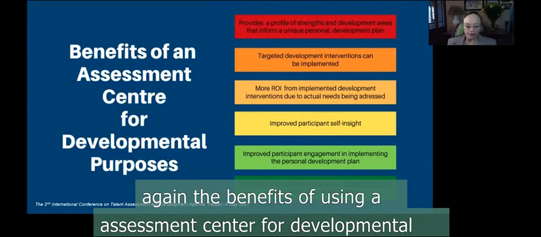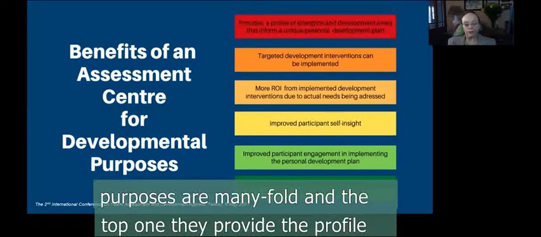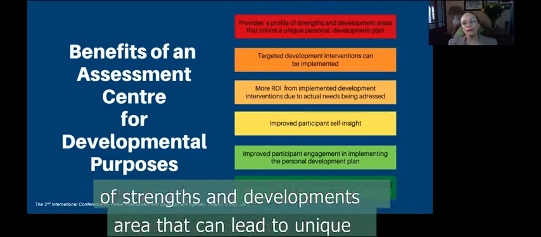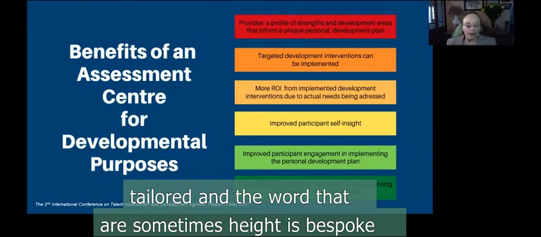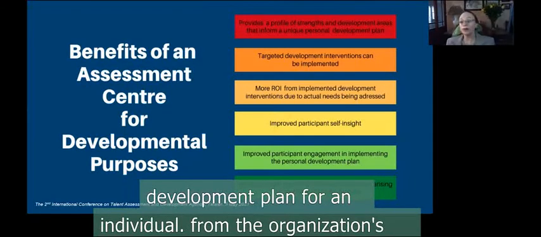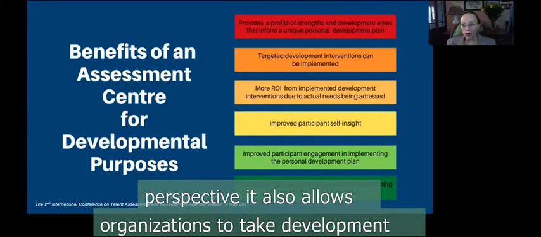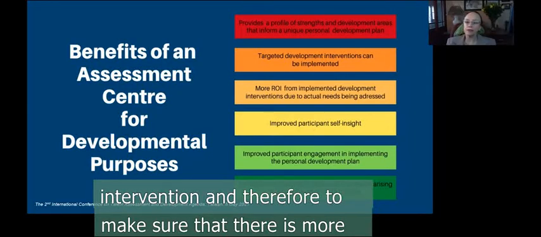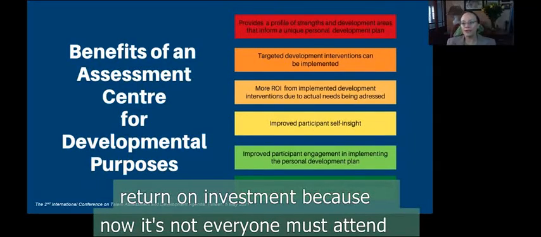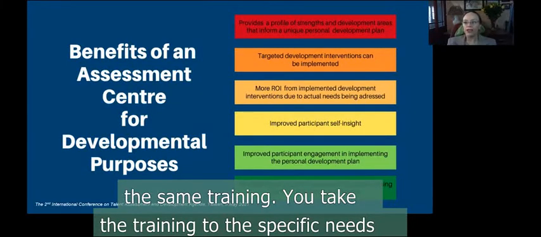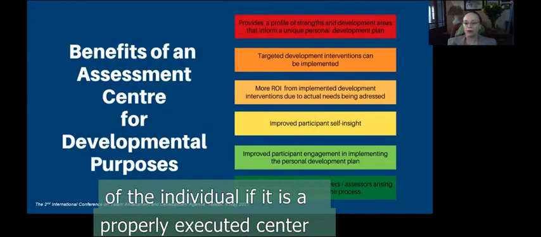Now, once again, the benefits of using assessment centers for developmental purposes are manifold. The top one there, it provides a profile of strengths and development areas that can lead to a unique, tailored, and the word that I sometimes hate, bespoke development plan for an individual. From an organization's perspective, it allows organizations to target development interventions and therefore to make sure that there is more return on investment, because now it's not everyone must attend the same training. You target the training to the specific needs of the individual.